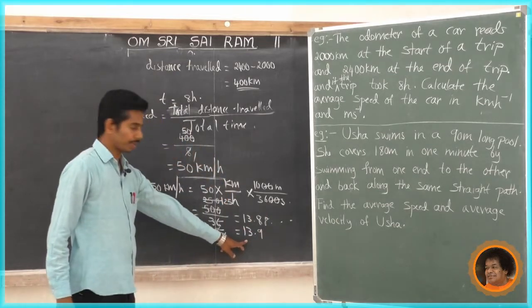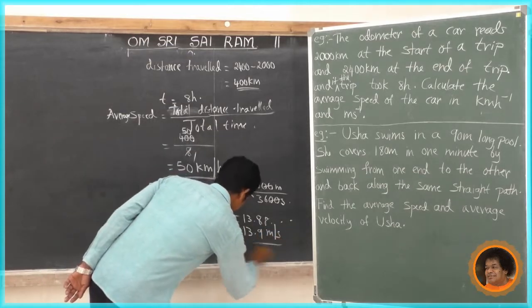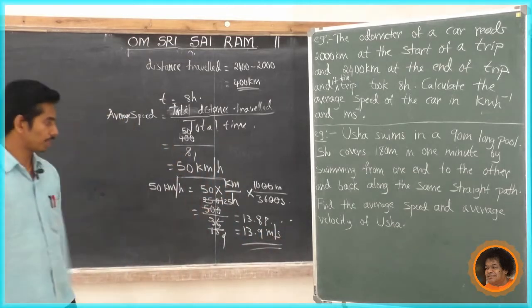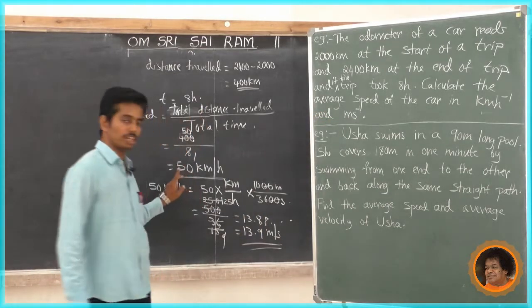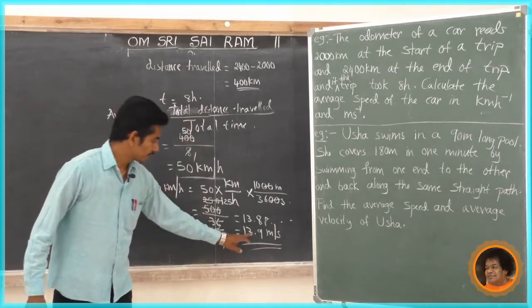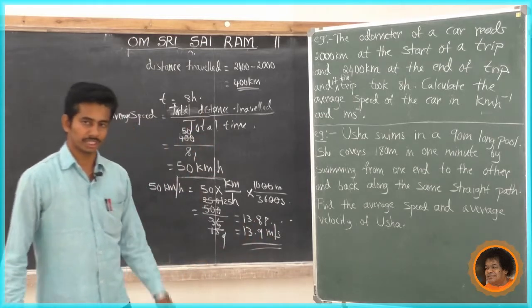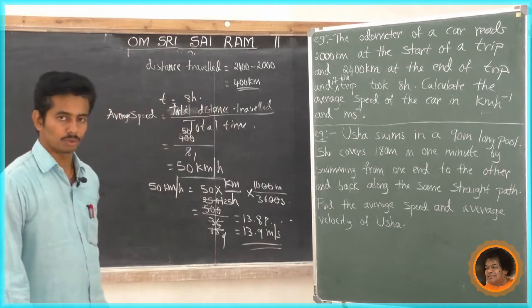It is not kilometer per hour, now it is converted into meter per second. So, the answer is 13.9 meter per second. So, average speed of the car is 50 kilometer per hour, and in meter per second it is 13.9 meter per second. It's one of the simplest form problems. This is the method of solving.